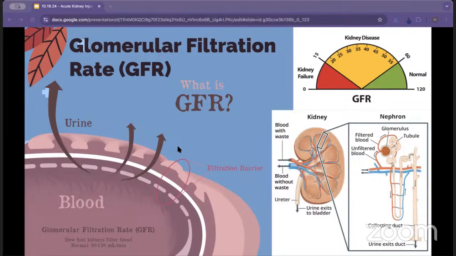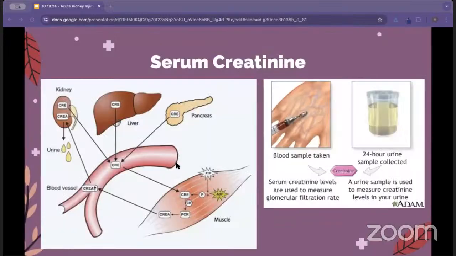So, of course, monitoring GFR really helps you assess the severity and progression of kidney conditions, whether they're acute or chronic. So, understanding GFR specifically as a very important and optimal lab value will help you guide your treatment decisions when you become a clinician.